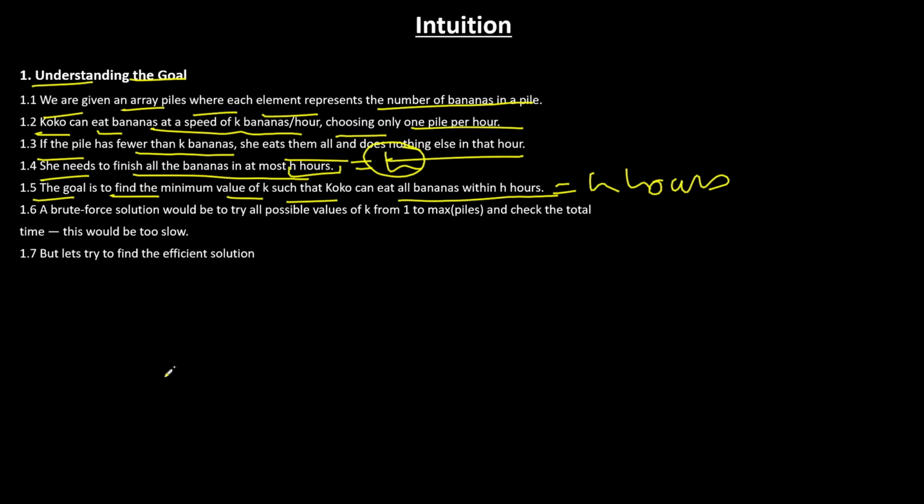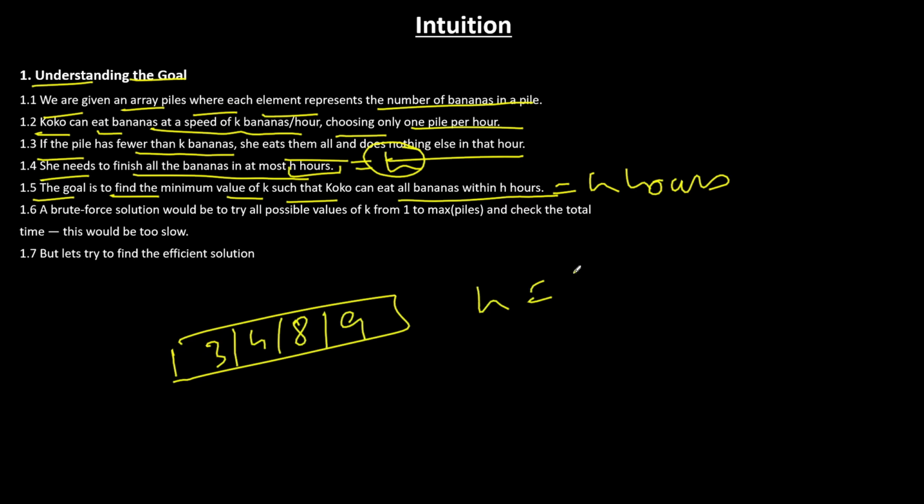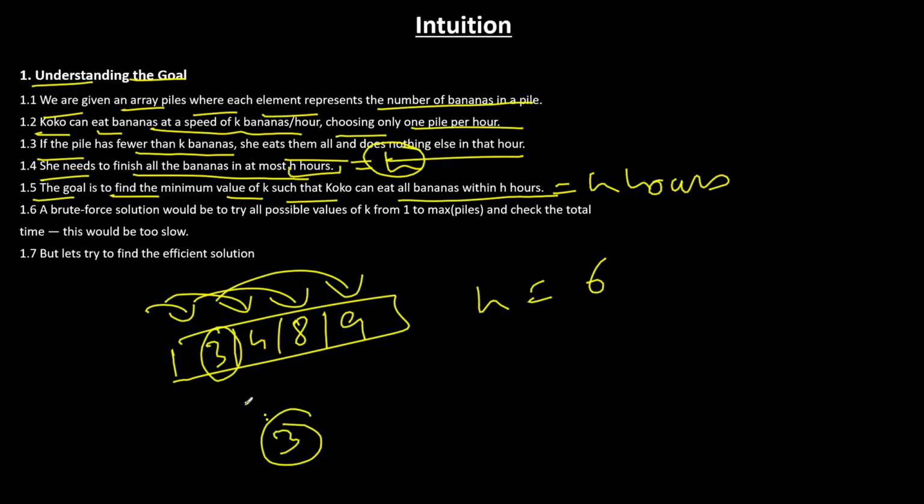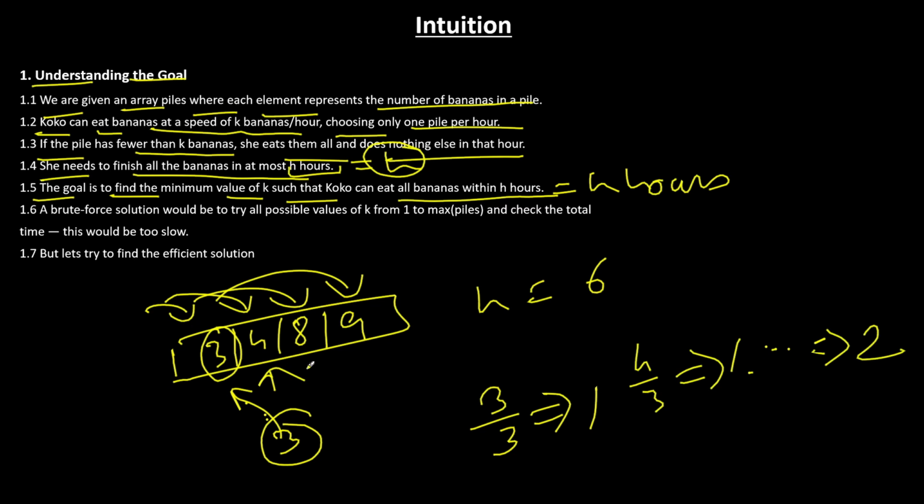The brute force solution could be: piles 3, 4, 8, 9, whatever it is. Let h be 6. The brute force is that you iterate over each of the piles. Suppose you took 3. Now again, what will you do? You will divide this value by 3, right? So you will get 1. It will take 1 hour, right? Then again you will come here and divide 4 by 3. You will get 1 point something, so it will round up to 2. Then you will take 8 and divide it, and it will be 3 hours. Similarly, it will also be 3 hours, correct?